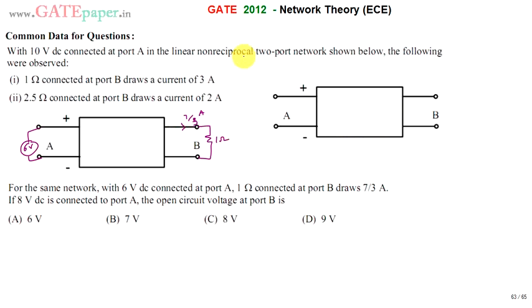Now 8 volts is going to be connected across port A, and find the open circuit voltage across port B. That is, the voltage across port B, VB, is going to be calculated. Open circuit voltage means if you are not connecting any resistor, what is the voltage across port B? So how to calculate this one?